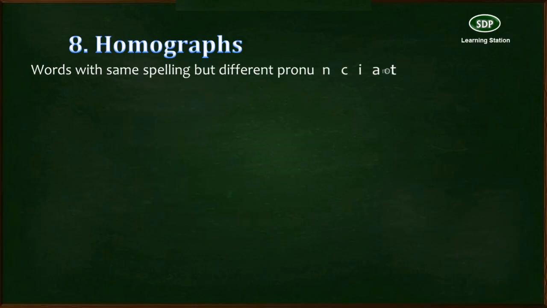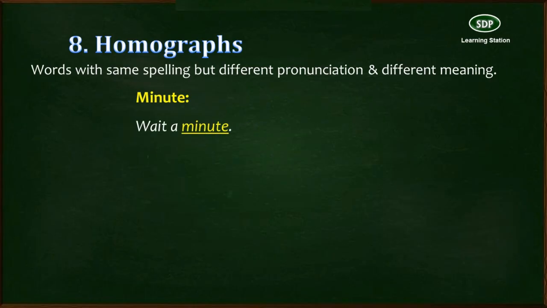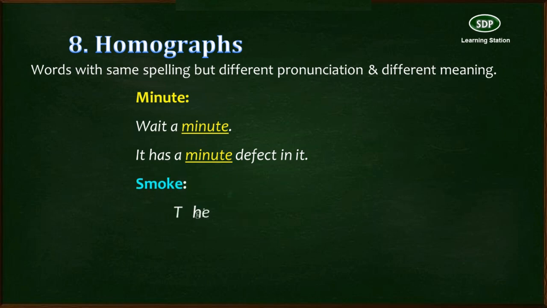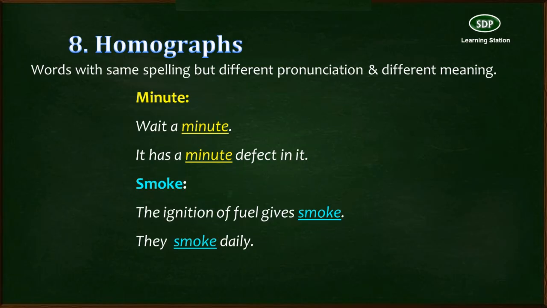Homographs. Words with the same spelling, but different pronunciation and different meaning. For example, minute. Wait a minute. It has a minute defect in it. Smoke. The ignition of fuel gives smoke. They smoke daily.